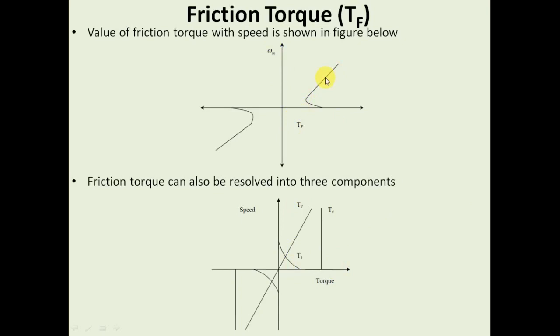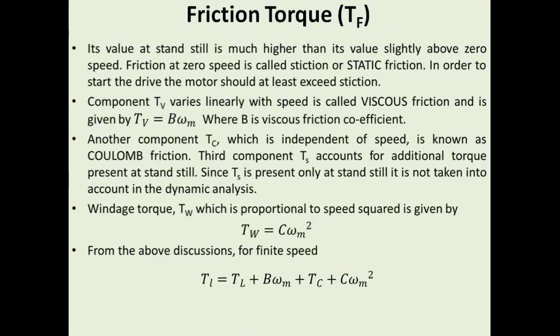The next component of this load torque was the windage torque. The description for windage torque was given in the previous slide. Actually, this windage torque is directly proportional to the speed square. Therefore, the relation for windage torque can be written as TW is equal to C omega m square, where C is the proportionality constant.